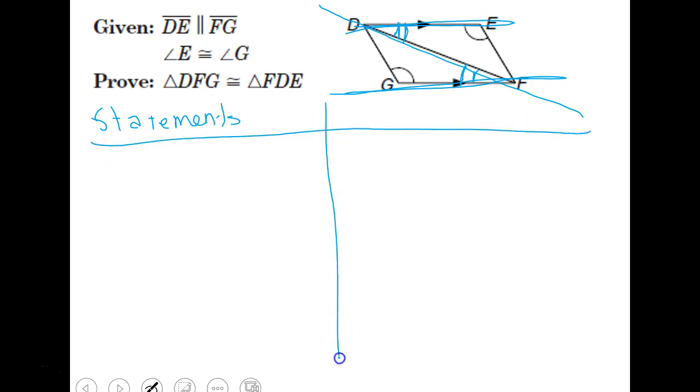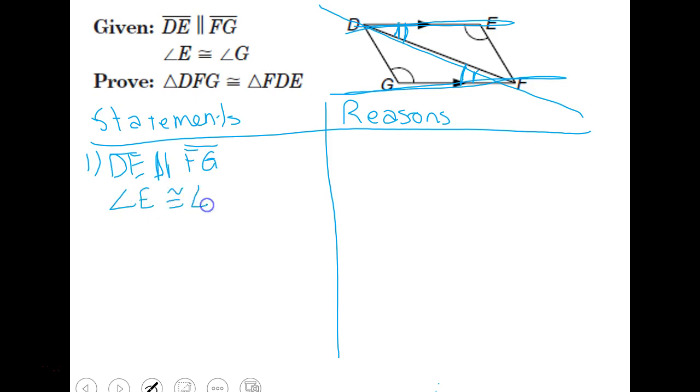And we've got reasons. Okay, and for number one, we've got DE is parallel to FG, and angle E is congruent to angle G. And our first reason is always given. So we've got that down.